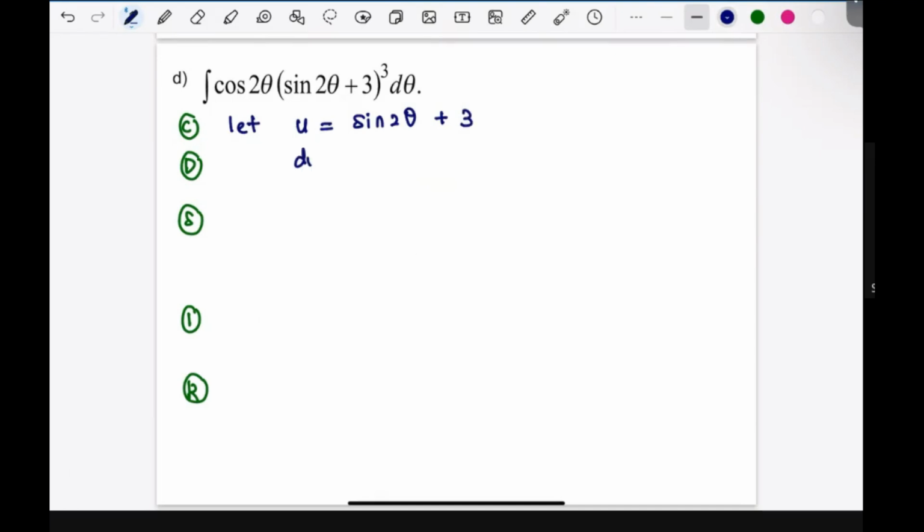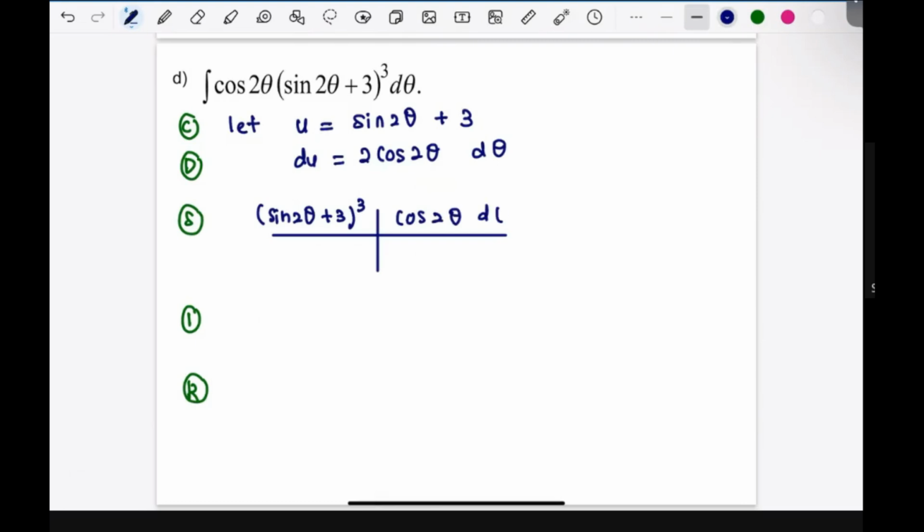So our du would be differentiate sin 2 theta. Remember, when it comes to differentiate trigo function, you have to differentiate the angle and the trigo function. That's how we get 2 cos 2 theta d theta. Okay. And then now we may start construct the table. So for our first column, jangan tinggalkan kuasa pula kat sini. So dia jadi sin 2 theta plus 3 cube. And then the remaining one for the second column. So we left with cos 2 theta d theta.